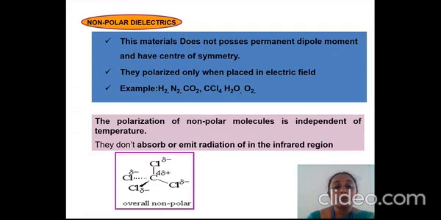The other one is the non-polar molecule. The non-polar molecule does not possess a permanent dipole moment. Then they get polarized only when placed in an electric field. So it is independent of temperature. It does not absorb or emit radiation in the infrared region. Hydrogen, nitrogen, carbon dioxide, CCl4, H2O and O2 are examples of non-polar molecules.